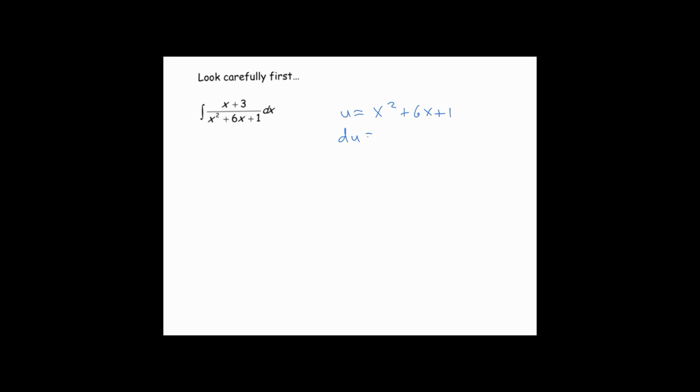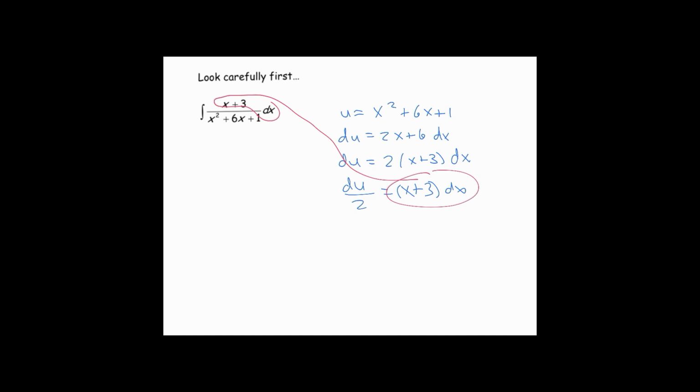because then du would just be 2x plus 6, which is the same as 2 times x plus 3, and what do you know? du over 2 is equal to x plus 3 dx, and now that can be substituted in here, and we'll end up getting the integral of du over 2 over u, which we know is 1/2 ln the absolute value of u plus c, which is 1/2 ln absolute value of x squared plus 6x plus 1 plus c.